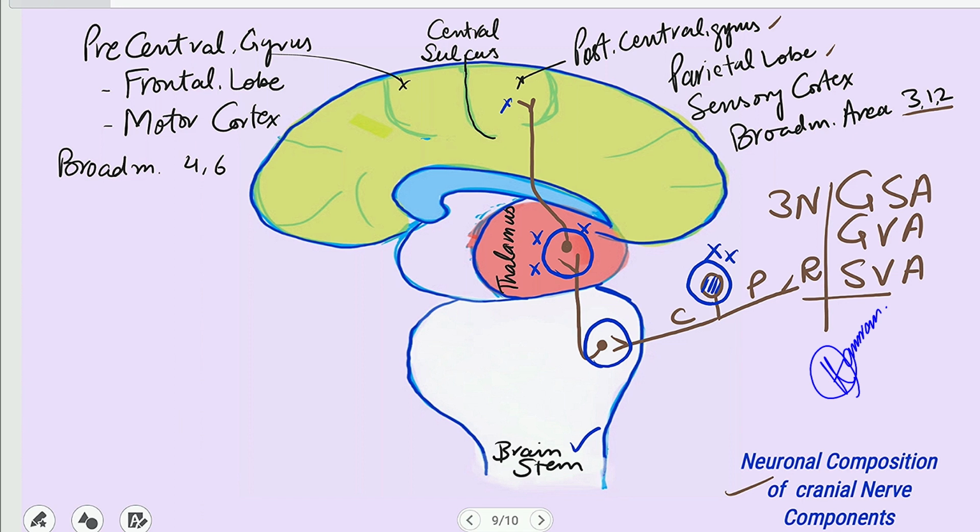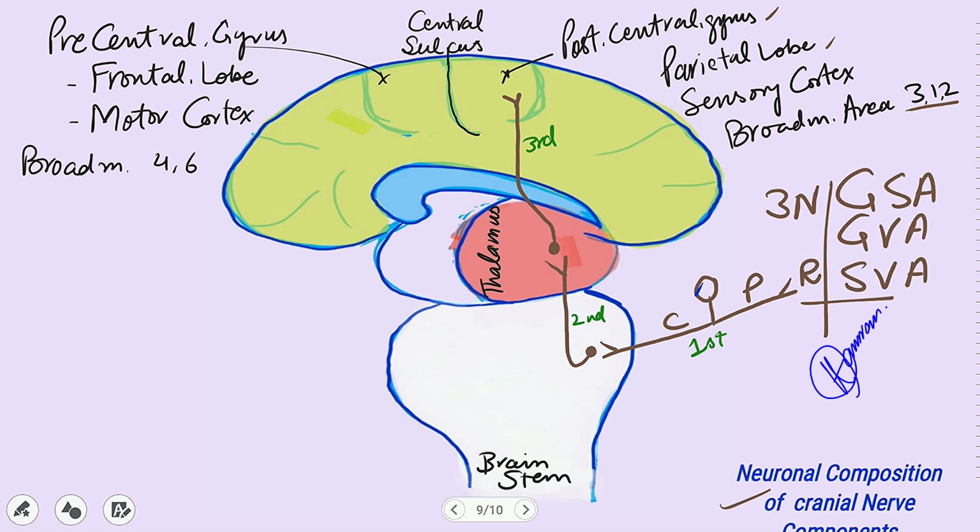So we can say that, in this way, thalamus will become the relay station of all the sensory modalities except the olfaction. Now I'll talk about the motor components.